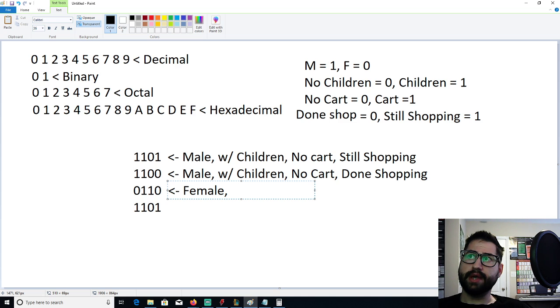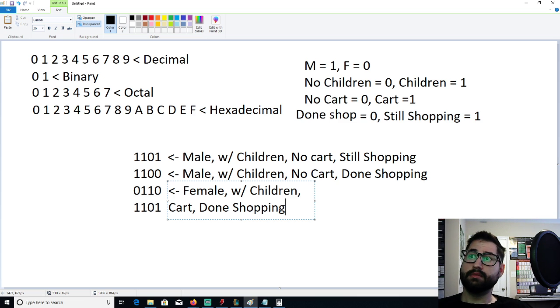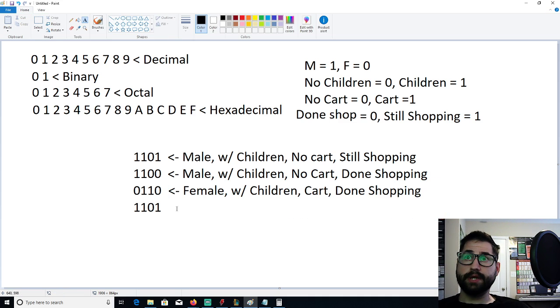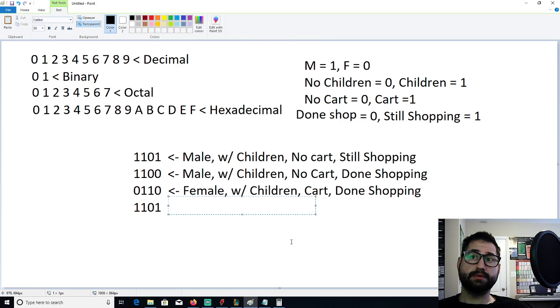She had children, had a cart, and is done shopping. Right? And protocols are that simple. That's legitimately what it is.